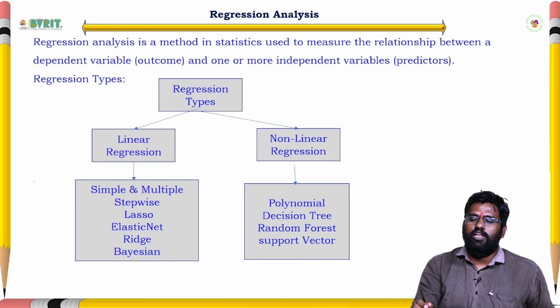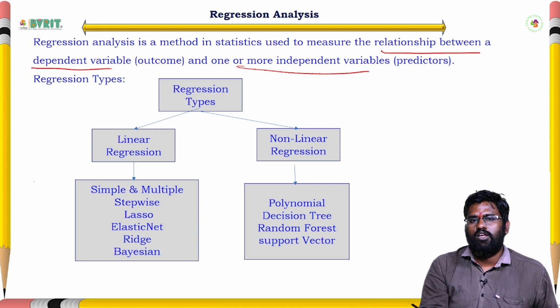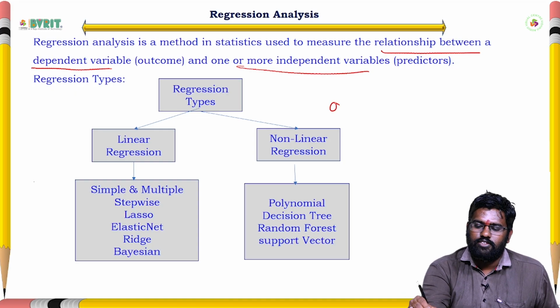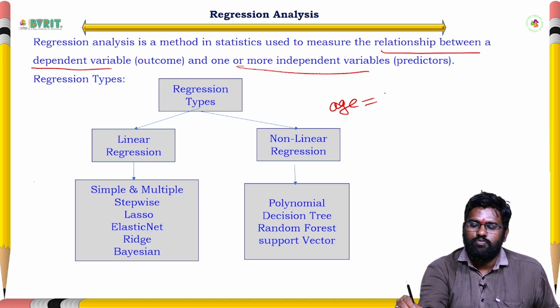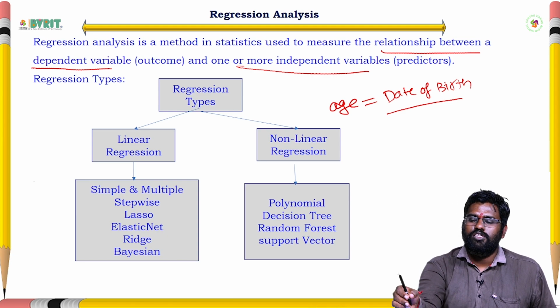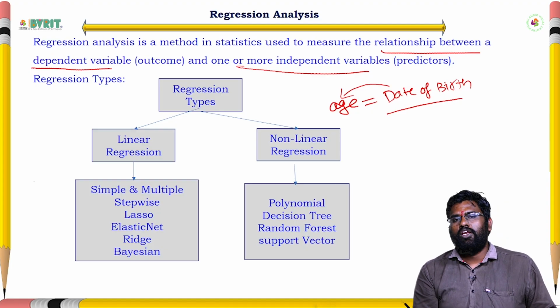It measures the relationship between a dependent variable and one or more independent variables. Here the dependent variable is called the outcome and the independent variable is called the predictor. For example, take age with date of birth. Based on the date of birth, the age value will change. So when we change the date of birth, the age also changes. That is the independent and dependent variable.